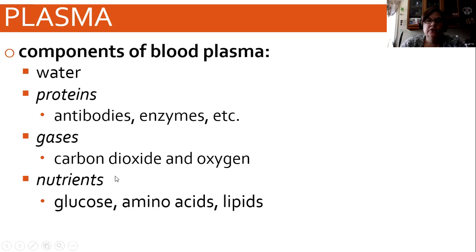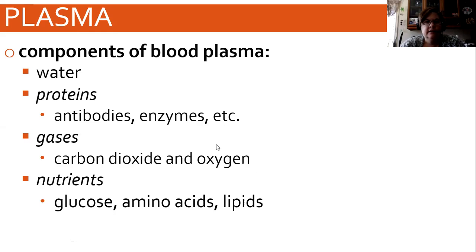Nutrients, okay, glucose is an example of a nutrient that's dissolved in our plasma, and that gets carried and diffused to our cells. Amino acids, these guys are basically building blocks to build proteins. So for our body to make a protein, we need amino acids in order to do that. And lipids are fats, okay?